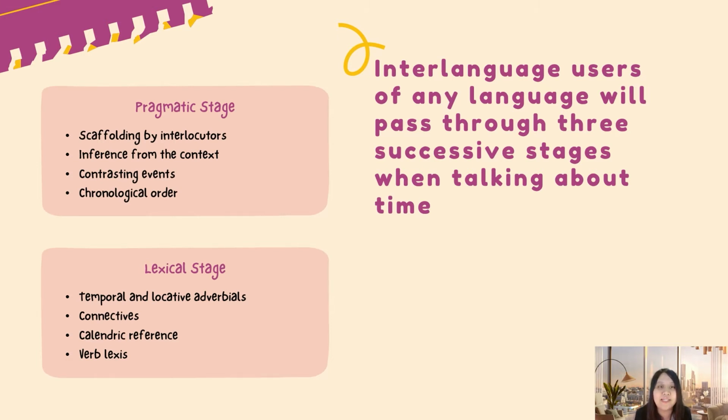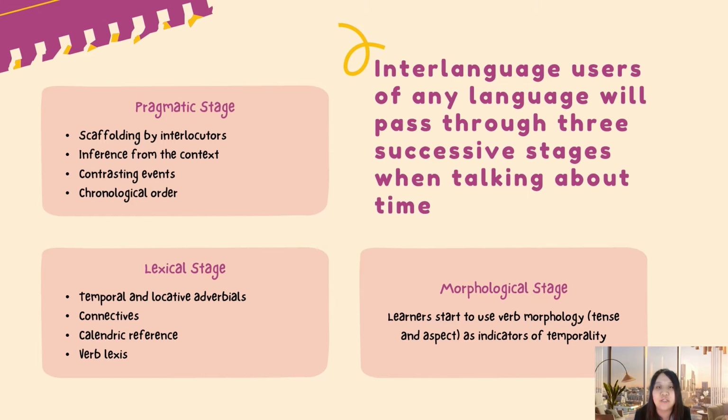So, the third stage is the morphological stage, where learners start to use verb morphology for tense and aspect as indicators of temporality. So, examples of the use of pragmatic and lexical means to express temporality are plentiful in the ESF data quoted earlier.